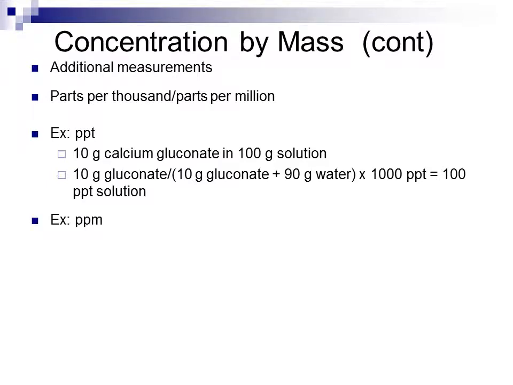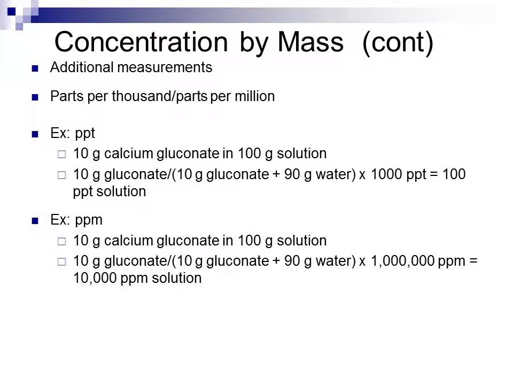Doing the same for ppm, I would take my solution and multiply it by a million parts per million, 10 to the 6th. So if I look at the same solution, 10 grams of calcium gluconate and 100 grams of solution, when I do the division, I would multiply by a million, yielding 10,000 ppm as a solution. So I would have 10% as a percentage, 100 parts per thousand, and 10,000 parts per million.